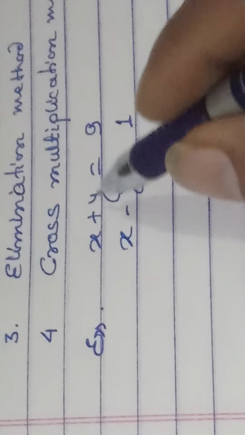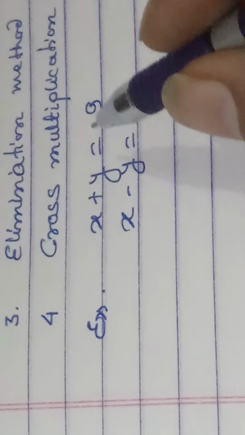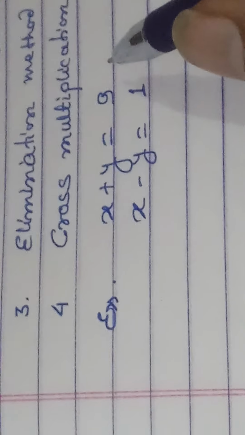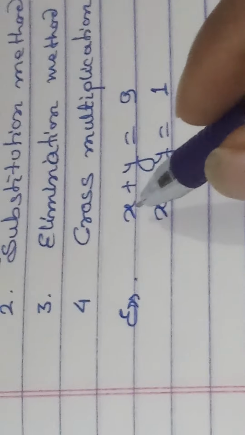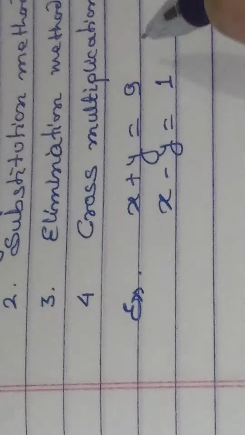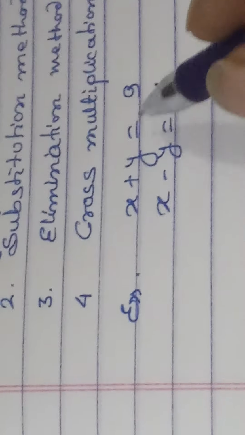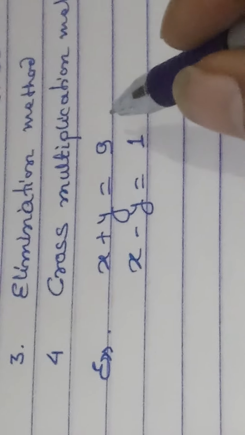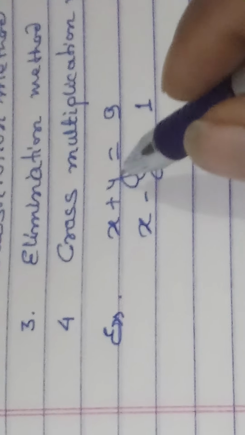Suppose if y is sent to that side, then it will become x equal to 9 minus y. So that will be the temporary value of x. Similarly, you can do, if you send x to that side, the value of y will be 9 minus x. That is called substitution method. Now I will find out a temporary value of x. You can find of y also.